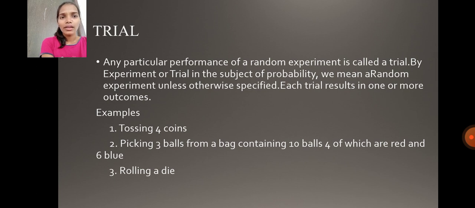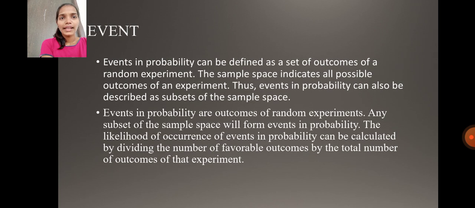Examples: tossing 4 coins, picking 3 balls from a bag containing 10 balls, 4 of which were red and 6 blue, rolling a die. Event. Events in probability can be defined as a set of outcomes of a random experiment. The sample space indicates all possible outcomes of an experiment. Thus, events in probability can also be described as subsets of the sample space. Events in probability are outcomes of random experiments. Any subset of the sample space will form events in probability. The likelihood of occurrence of events in probability can be calculated by dividing the number of favorable outcomes by the total number of outcomes of that experiment.